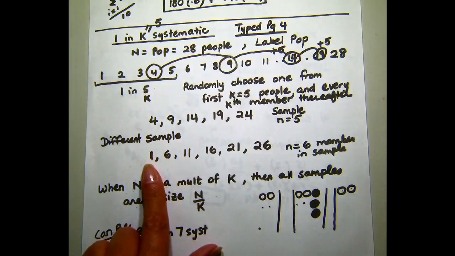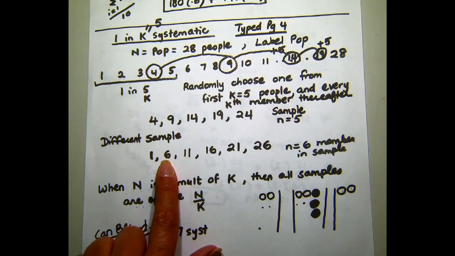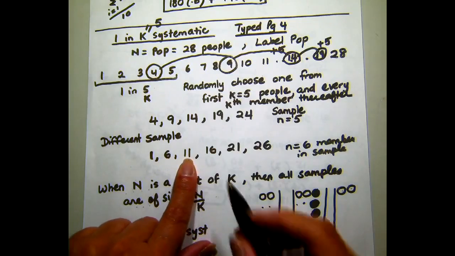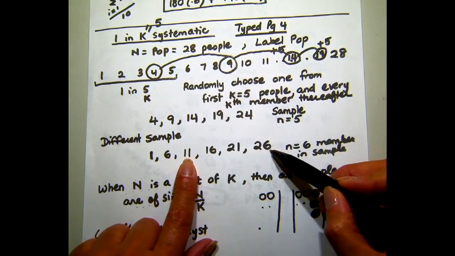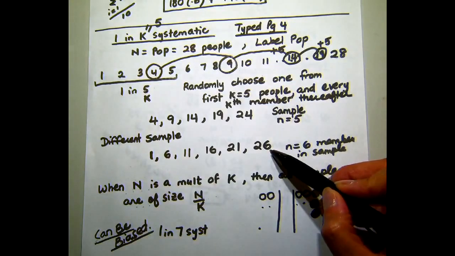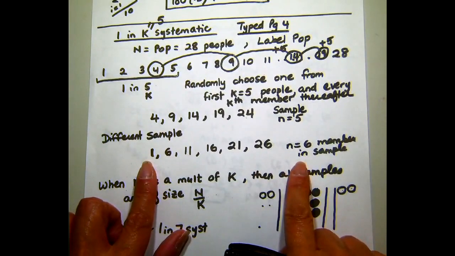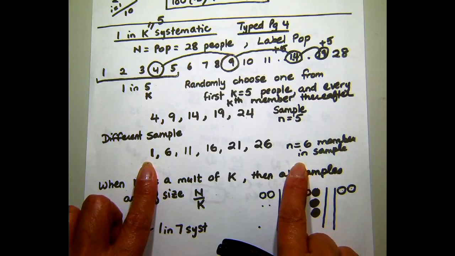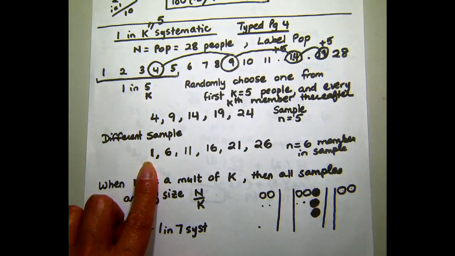Had I started with person number 1, I would have had 1 plus 5 is 6, plus 5 is 11, plus 5 is 16, plus 5, plus 5. I stop at 26. Because the next one would have been 26 plus 5, which is 31, and I don't have 31 members. So this time the sample has 6 members in it. Because I started early enough at person 1 that I was able to squeeze in one more member before I hit the 28th person. Follow me?